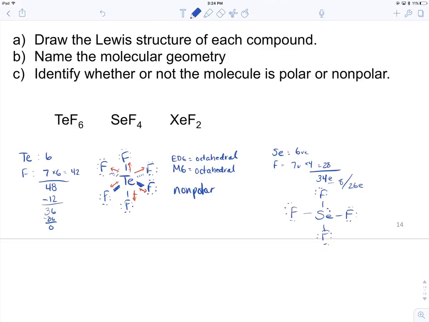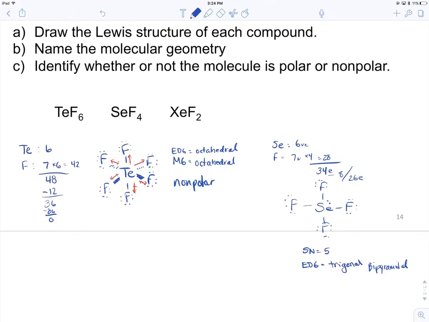So now that tells me, if I look at selenium, my steric number is 5. So my electron domain geometry for 5 is trigonal bipyramidal. And since one of those groups is a non-bonding pair, a lone pair, we would not see that in the molecular geometry. And so my molecular geometry will be different. Now, let me draw this differently here so that you can see what the geometry would look like.